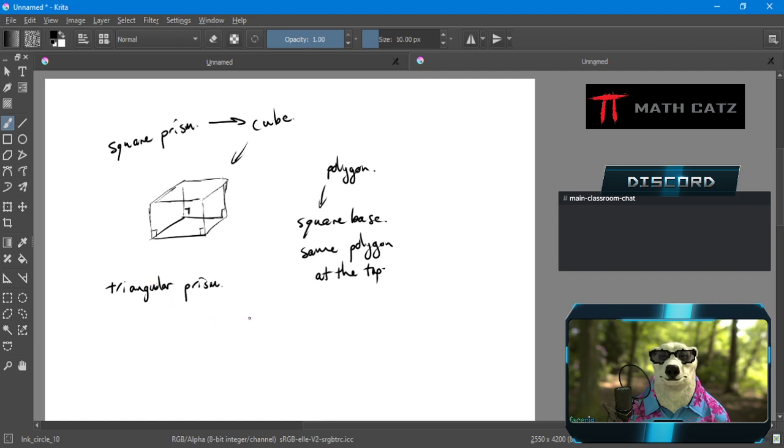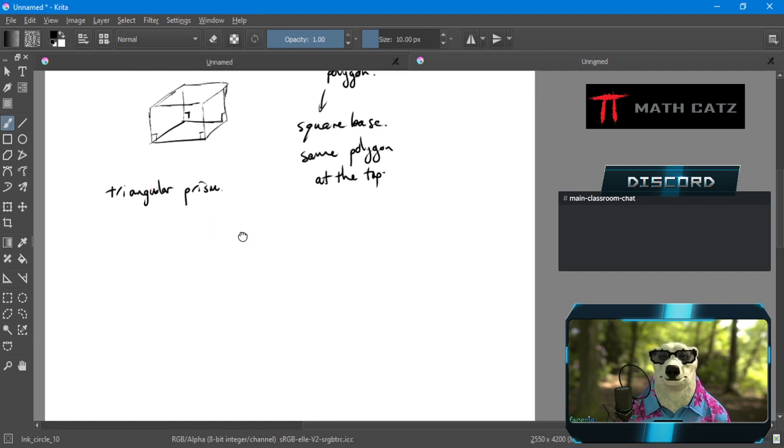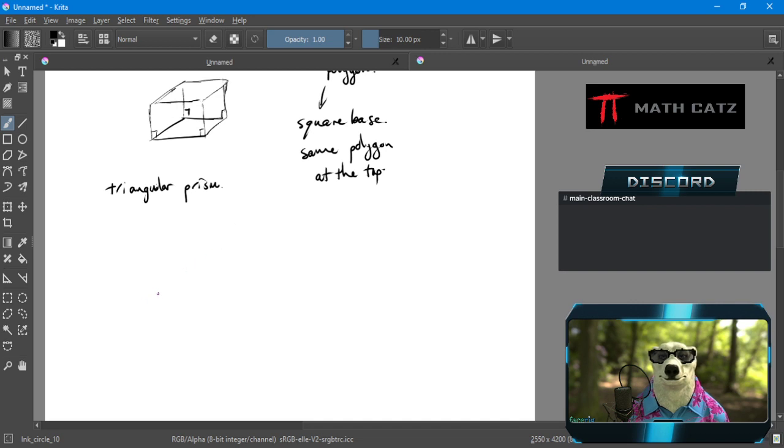There you go. Triangular prism, where I start with a triangle. Now it doesn't have to be perfect. The triangle is going to be a little off like that maybe. I go all the way up, up, and up, perpendicular. Whoa!